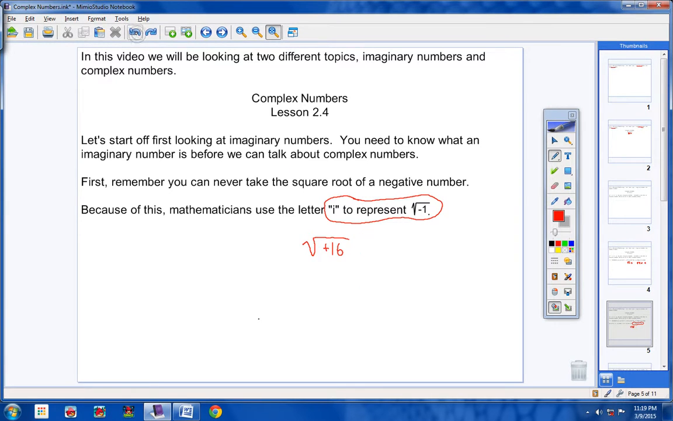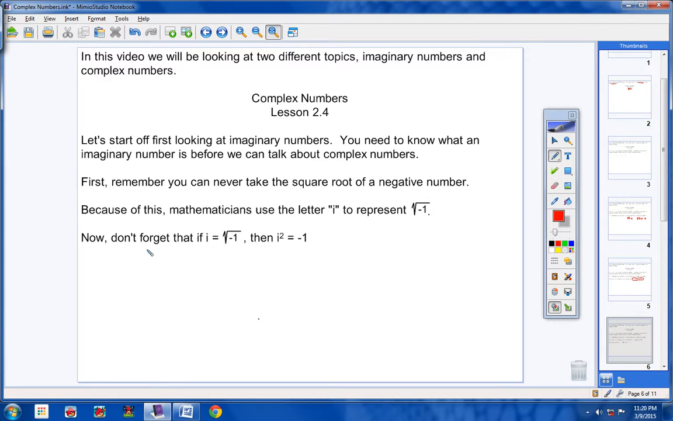The main thing I want to show you is that the letter I is used to represent the square root of negative 1. Okay, you need to know that. I represents the square root of negative 1. Now, don't forget that if I equals the square root of negative 1, then I squared equals negative 1. And you're probably thinking, well, where did that come from? Well, let me show you. I equals the square root of negative 1.